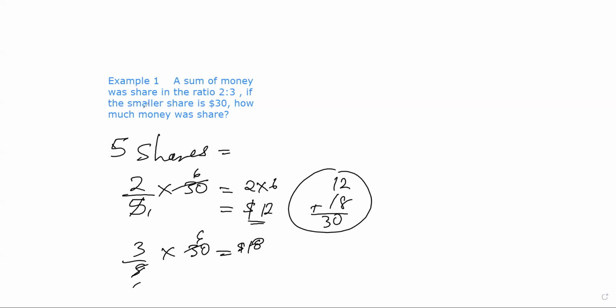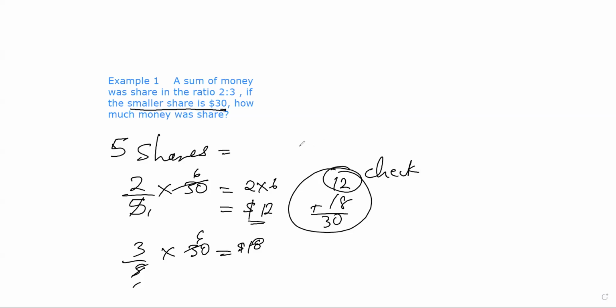But the question clearly says the smaller share is $30. Anybody notice that? It says that the smaller share is $30. So you got the smaller share to be $12. So that 30 means times 2, that the total amount of money was $60. But you clearly said that it was $30. And if it was $60, it still needs to be checked.